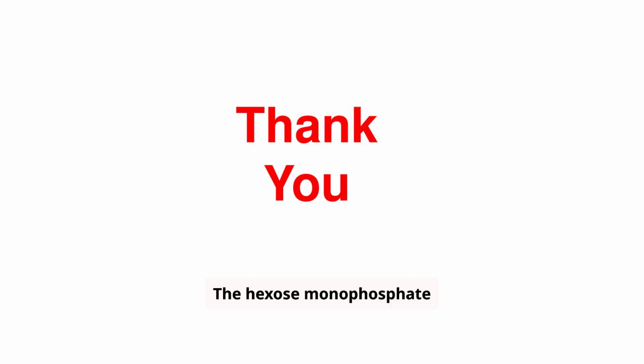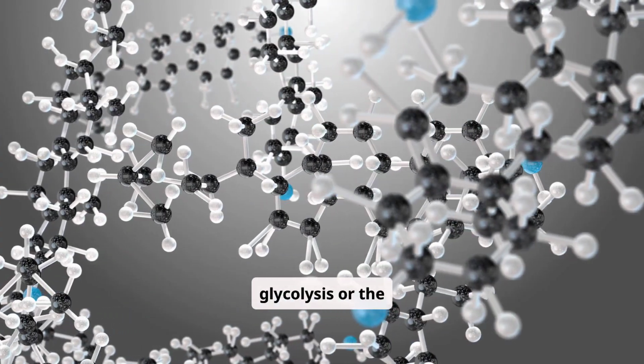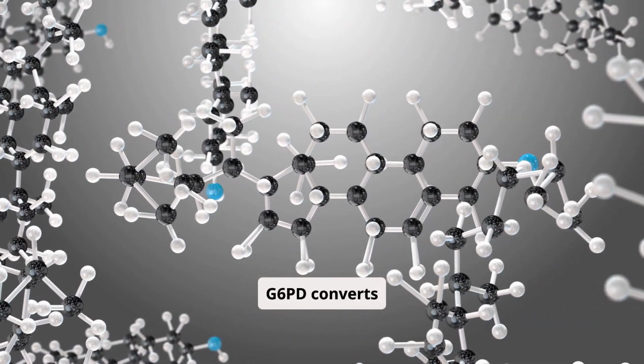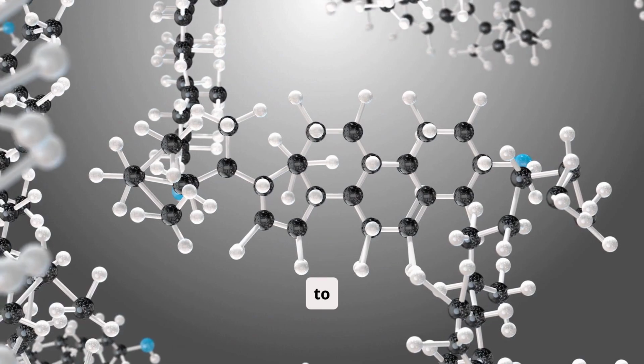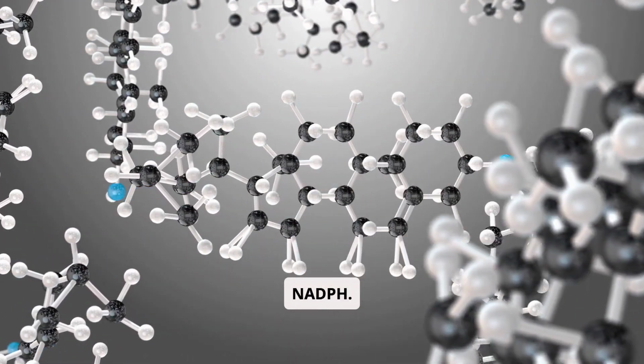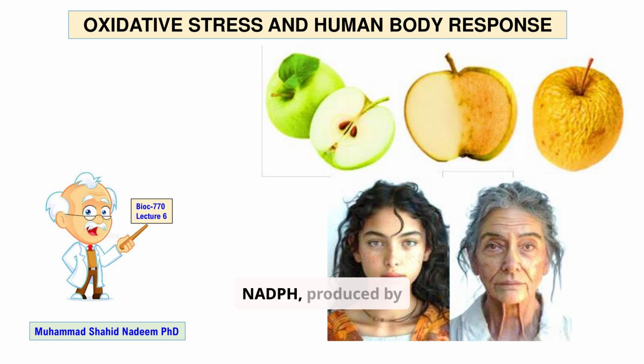The hexose monophosphate shunt, or pentose phosphate pathway, is a metabolic pathway parallel to glycolysis. Glucose 6-phosphate can enter either glycolysis or the HMP. In the HMP, G6PD converts glucose 6-phosphate to 6-phosphogluconate, reducing NADP plus to NADPH. NADPH produced by G6PD is crucial for redox metabolism in red blood cells.